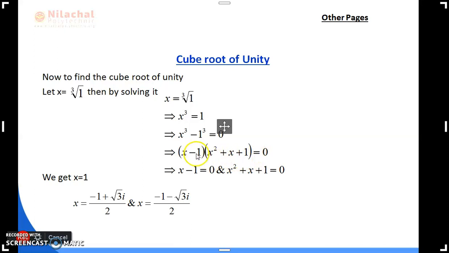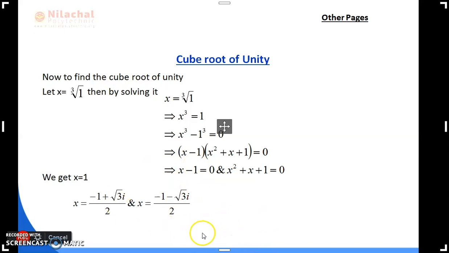Now each factor equal to 0. So x minus 1 equal to 0 and x squared plus x plus 1 equal to 0. For x minus 1 equal to 0, by solving this equation we get x equals 1. And for solving this quadratic equation by using Sridharacharya formula, we will get two values. One is minus 1 plus root 3i by 2, another is minus 1 minus root 3i by 2. So we are getting three values or three roots of the cube root of 1. First one is 1, second one is minus 1 plus root 3i by 2, third one is minus 1 minus root 3i by 2.